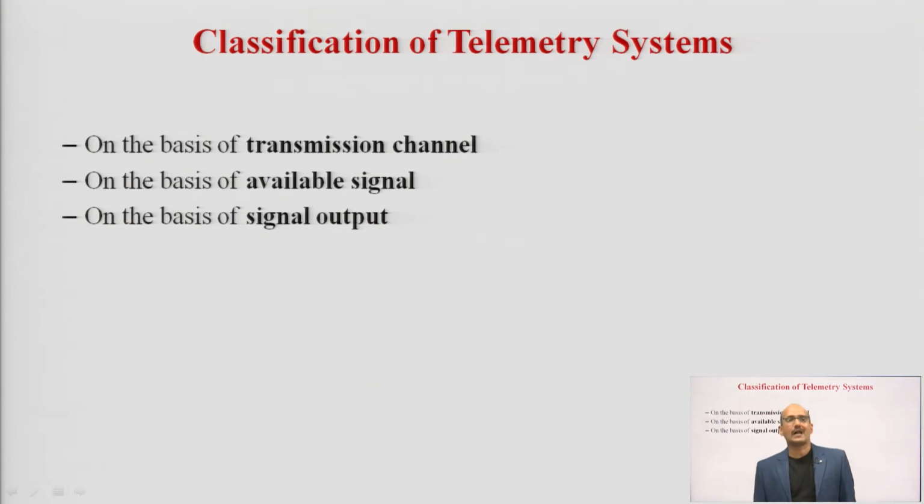Now, the classification of telemetry systems. This classification can be done on various aspects: the basis may be the transmission channel, or the available signal, or the signal output. So, the classification of telemetry systems is going to be understood on the basis of these aspects.